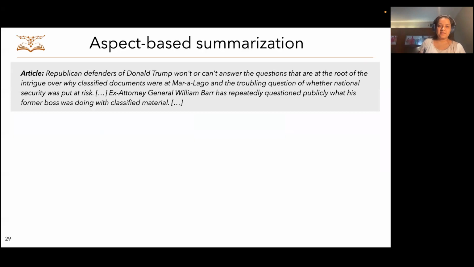Okay, first, what is aspect-based summarization? Consider this input article, and I promise this is the last article that I'm going to introduce. It says that Republican defenders of Donald Trump won't or can't answer the questions that are at the read. It's basically related to this recent controversy about him having classified documents at Mar-a-Lago.